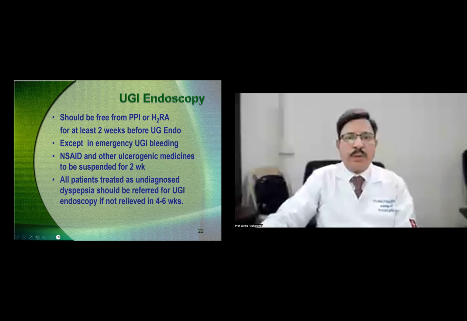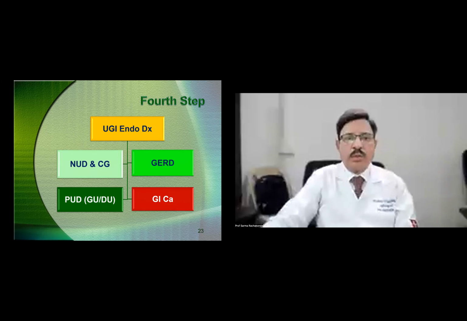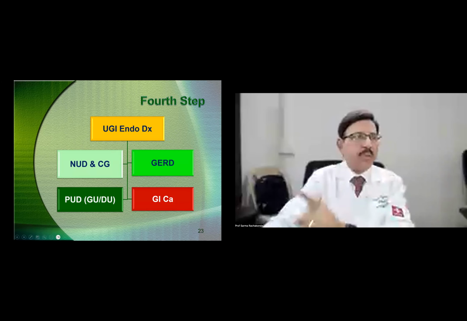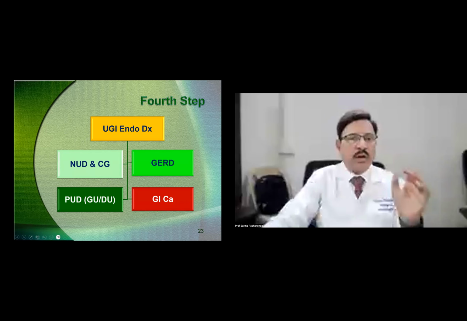Okay. The fourth step would be upper GI endoscopy. There are 4 or 5 conditions important. Non-ulcer dyspepsia. You should write the diagnosis: non-ulcer dyspepsia, there is no ulceration, or it is a chronic gastritis picture. Second, otherwise, a GERD picture or hiatus hernia like thing. The fourth one is there is an ulcer, gastric ulcer or duodenal ulcer or both, but peptic ulcer. Or there is an adenocarcinoma or any other type of tumors that they see.